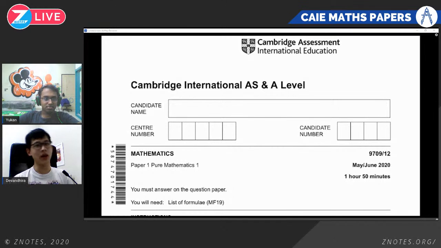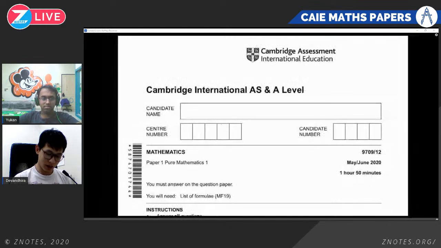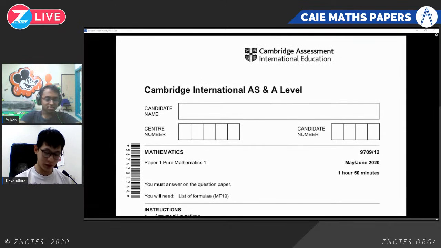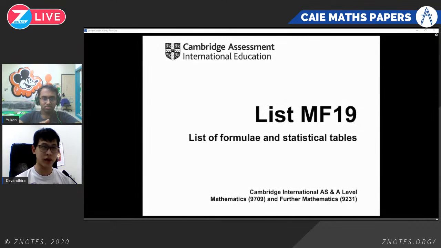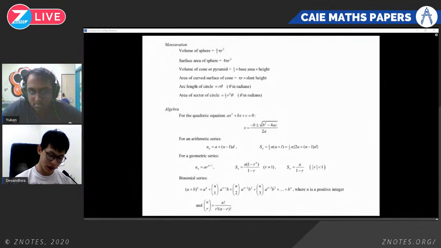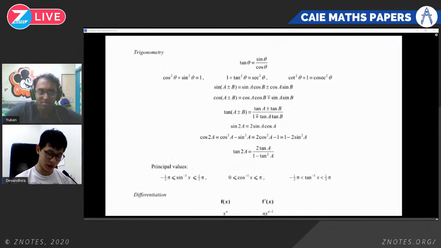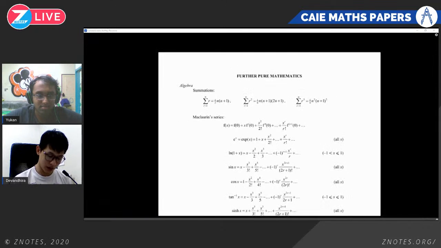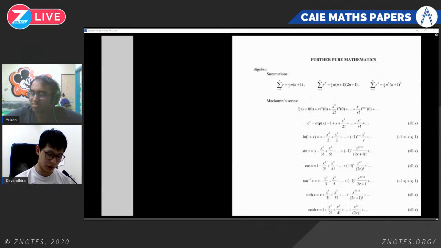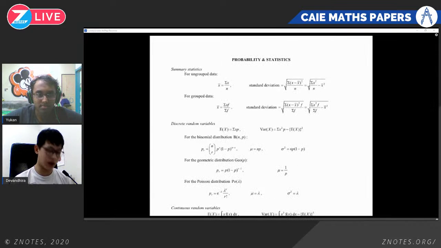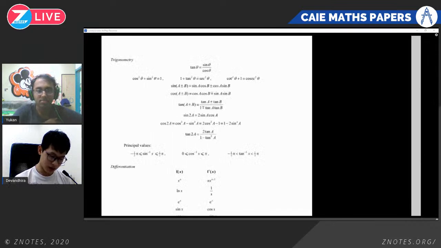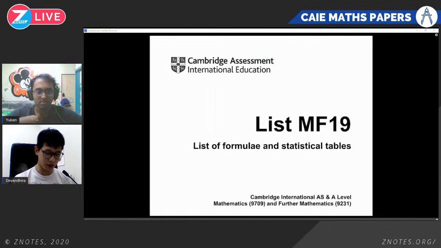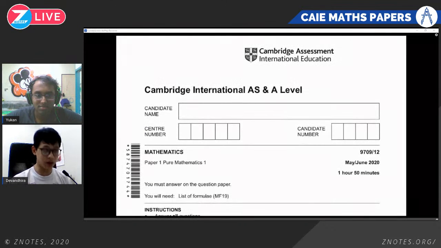All right, thank you, Yugan, and welcome back to our series. This time we'll be doing AS Pure Maths 1. Before we start, when you do the exam, you'll be given this formula sheet, and it has almost everything you need to know, so you don't really have to memorize, or in case you forgot something. It even includes further maths, normal maths, statistics, and mechanics. We'll be using this later when we do the questions, so let's get right into it.